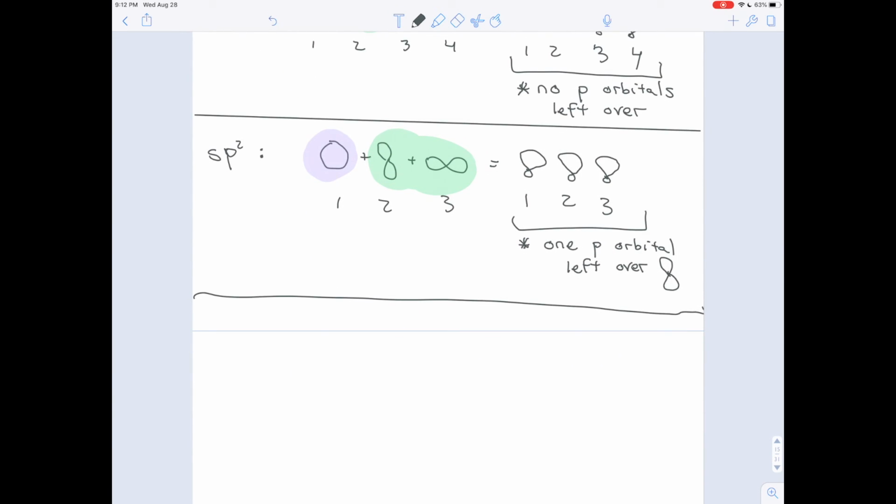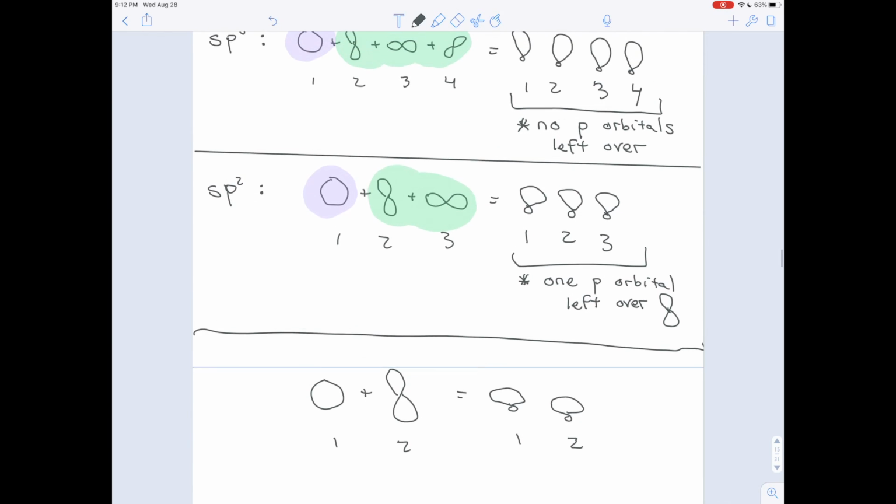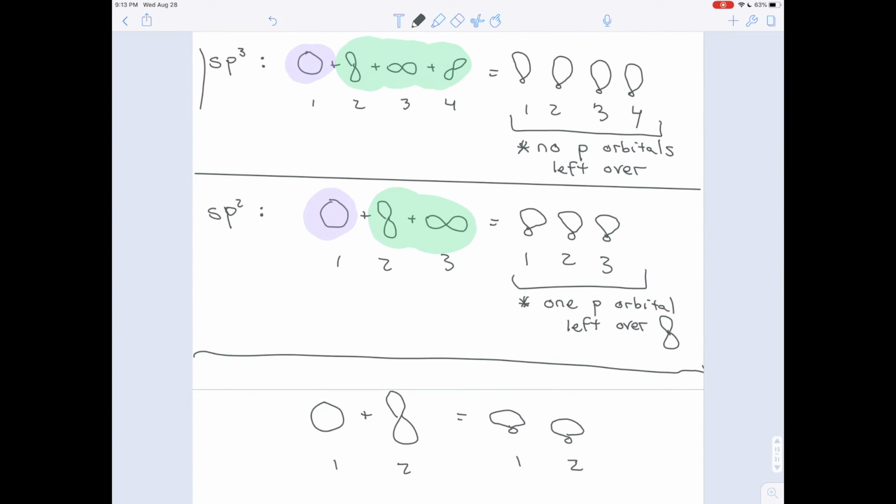Last but not least, you could take an s orbital and combine it with just 1 p orbital. And if you put those into a boiling cauldron, however many orbitals you put in, that's how many we're going to get out. And the new Frankenstein orbitals here will be really short and fat because they're 50% s and 50% p. So as you mix fewer and fewer p orbitals into the s, the Frankenstein orbitals look a little bit more like s orbitals.